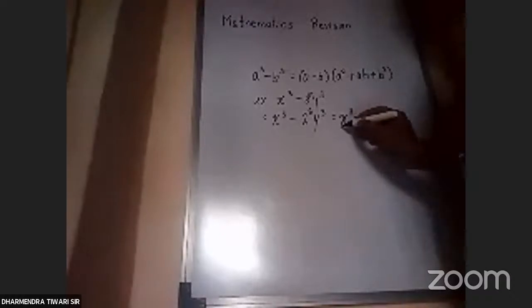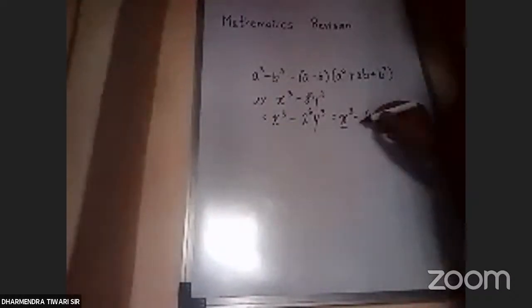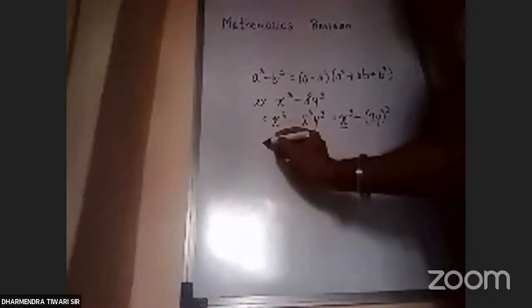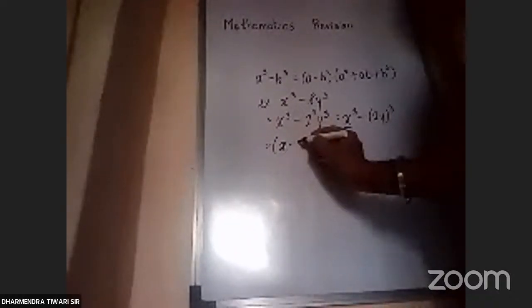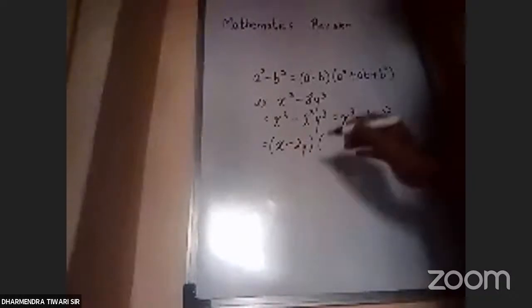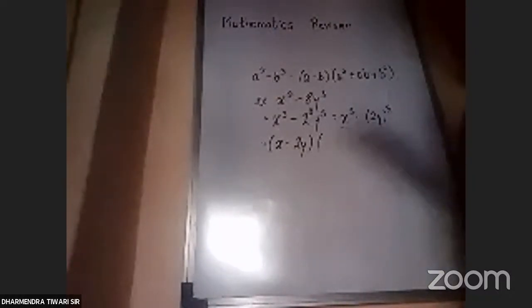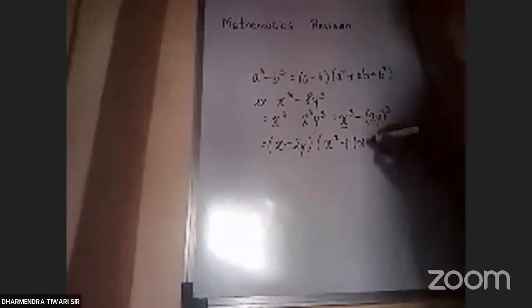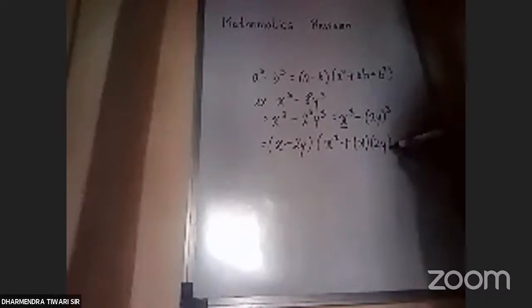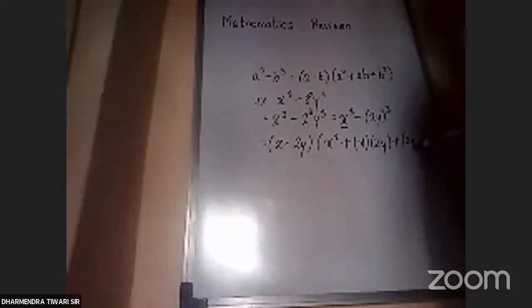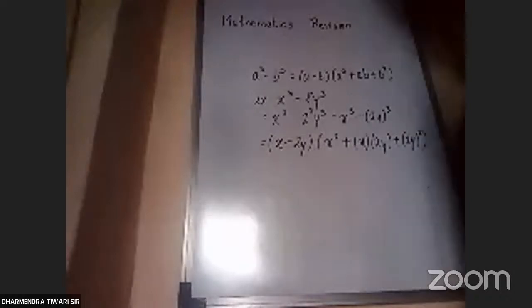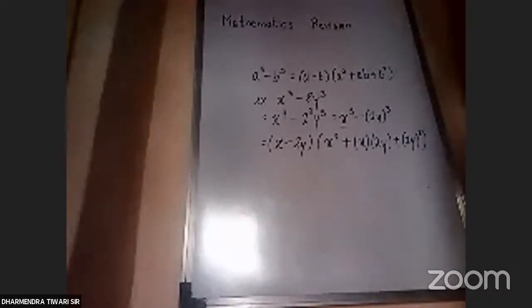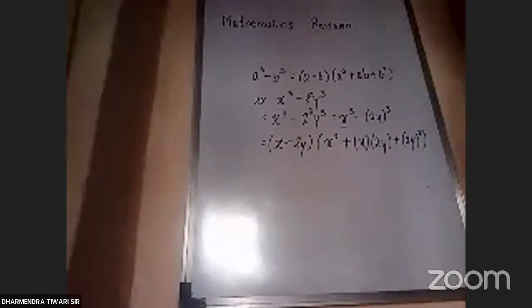Now we can see this has the form a cube minus b cube. The formula is x minus 2y into x square plus x into 2y plus 2y square, 2y in bracket and then square, as we are going to take the square of both terms inside the bracket.